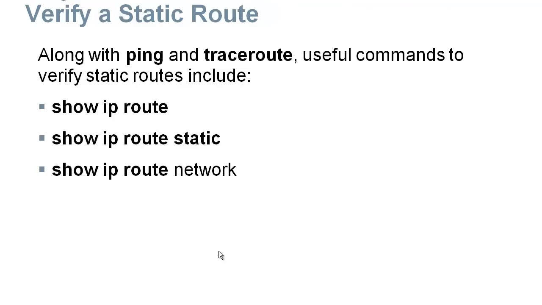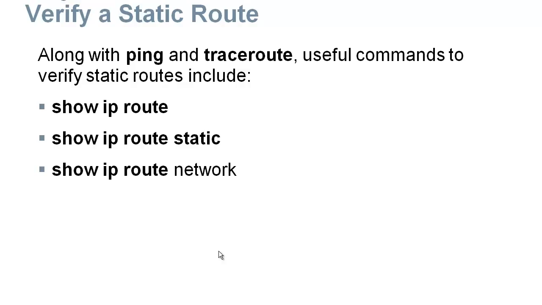All right, so how do you verify a static route? Well, ping and traceroute are obviously the big ones. And then you can do show ip route to see what's in your routing table. Show ip route static to see the static routes that you put in. Or show ip route, then 192.168, the target network that you put in for the static route, to show if that static route's in there. So any of those will work.